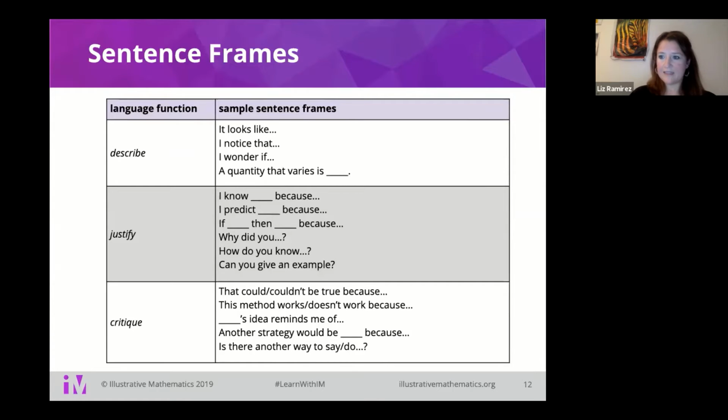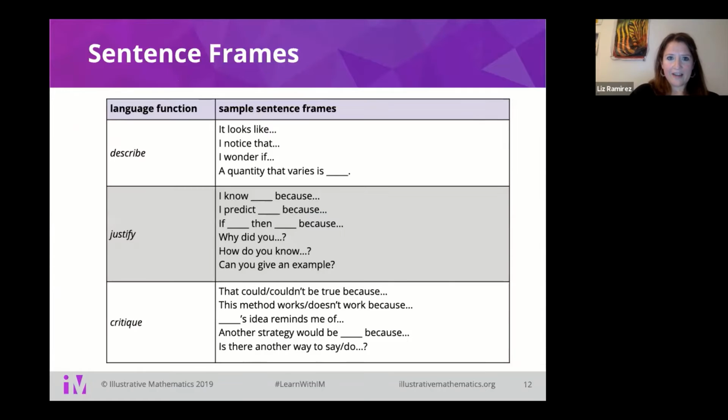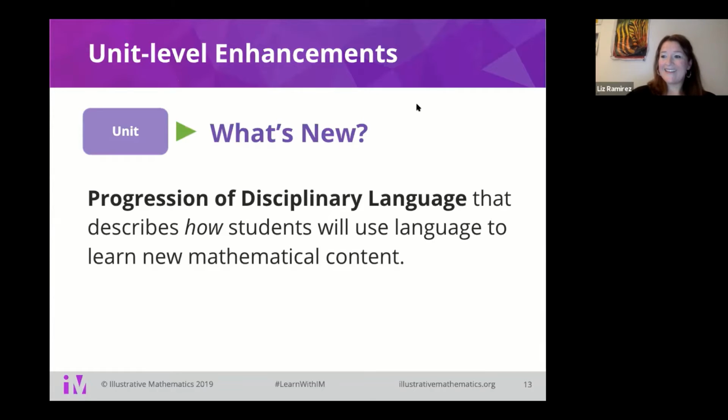Right. Now down to the unit level, we have 2 additions that I am super excited to share with you all. Within the teacher materials, each unit begins with an overview that describes the story of the unit and the mathematical work that students will engage with. We've added a progression of disciplinary language for each unit that describes how students will use language as they learn the mathematical content of that unit. So here's a snapshot of a portion of the language progression for Unit 3 in grade 6.